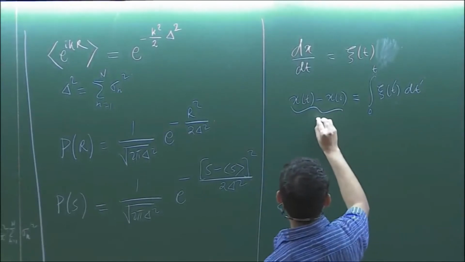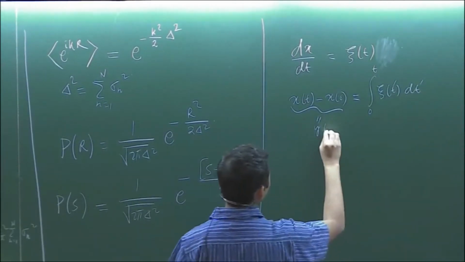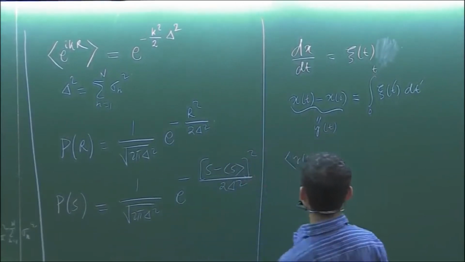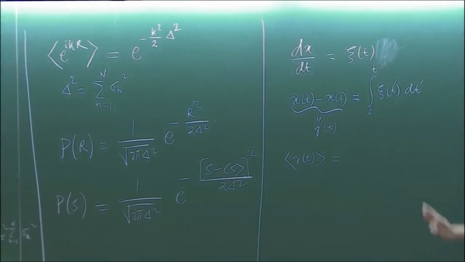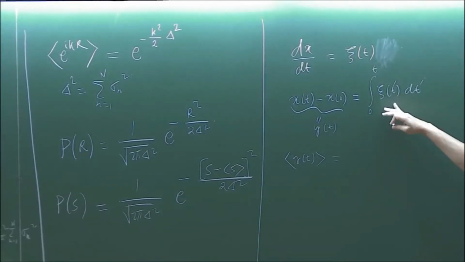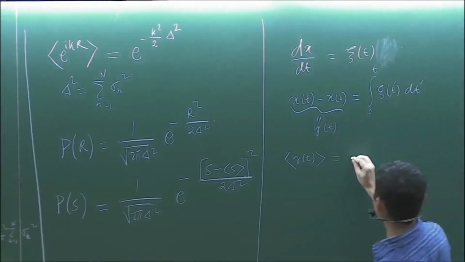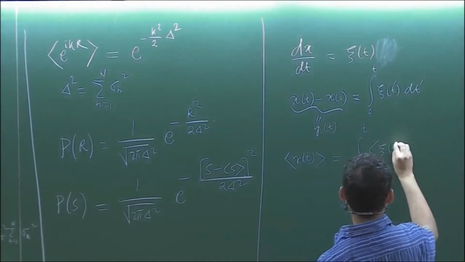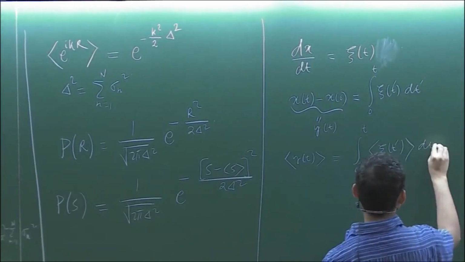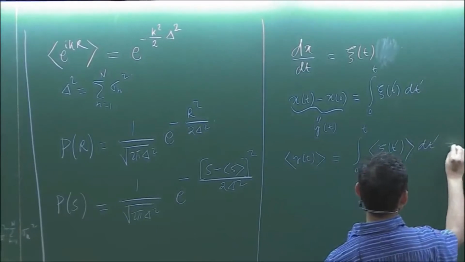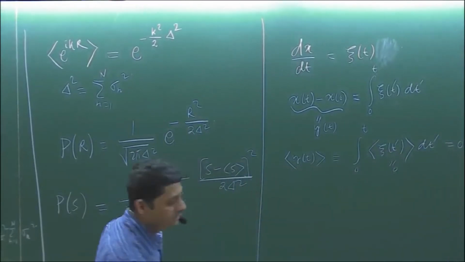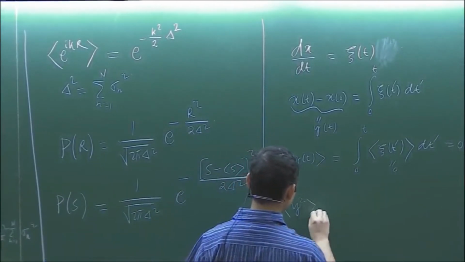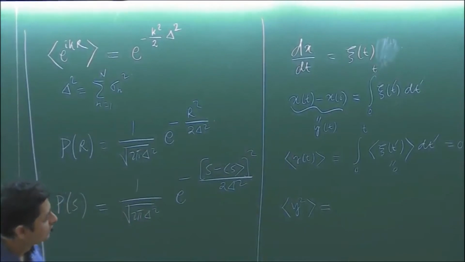So let's call it y of t. What is y of t? I can take the average inside. So that's 0, so this is 0. This is essentially the integral from 0 to t of the noise at t prime, dt prime, and this is equal to 0. So the mean is 0. So I need the variance. So what is the variance?